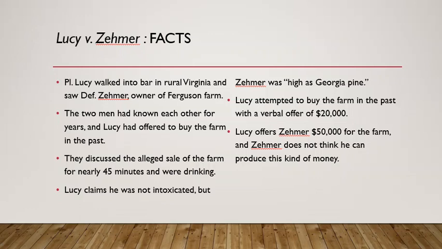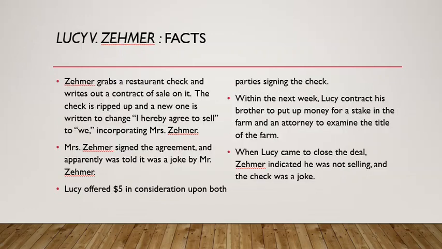Lucy attempted to buy the farm in the past, and his most previous attempt was about 7 or 8 years prior in a verbal offer of $20,000. While in the bar, Lucy said something to the effect of, "I bet you wouldn't sell it for $50,000," to which Zemmer challenged if Lucy could produce that kind of money. Lucy told Zemmer to write up an agreement, and he grabbed the back of a restaurant check and wrote out an agreement to sell the farm to Lucy for $50,000.